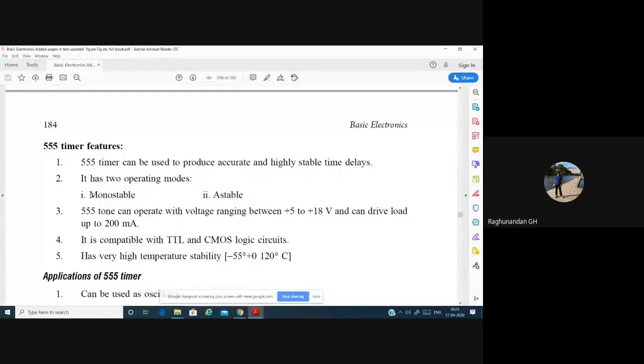Astable means it will keep on changing. If now you get positive, next cycle you will get negative. After that positive, positive, negative, positive, negative. It will keep on changing, that's why astable. The 555 timer can operate with voltage ranging from plus 5 to 18 volts and drive load up to 200 milliampere. It is compatible with TTL and CMOS logic circuits. TTL means transistor-transistor logic.